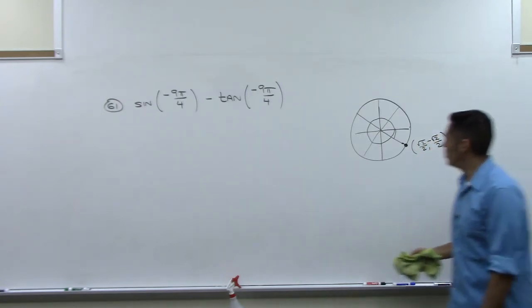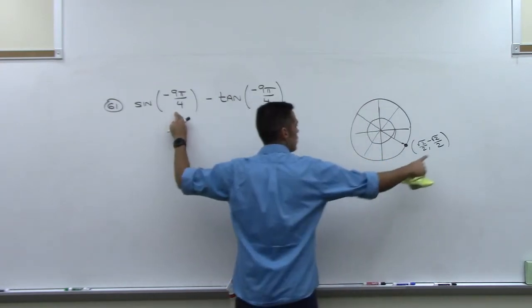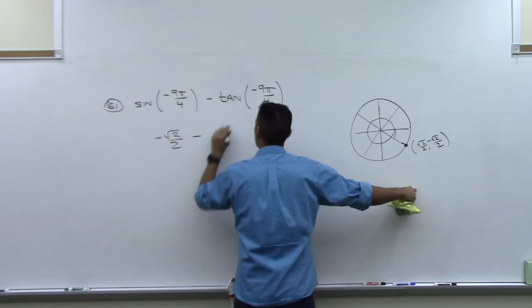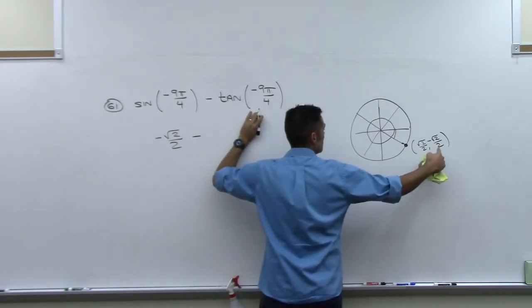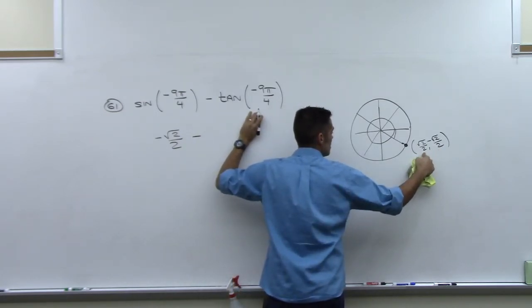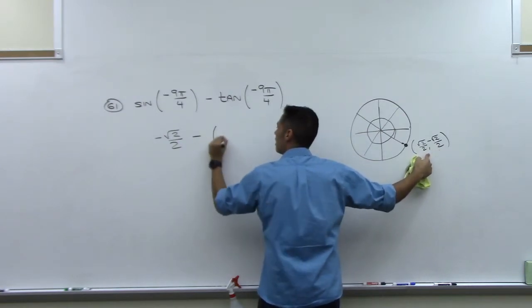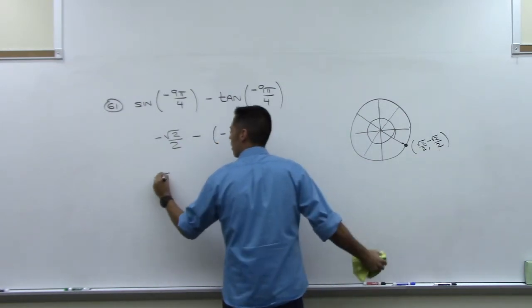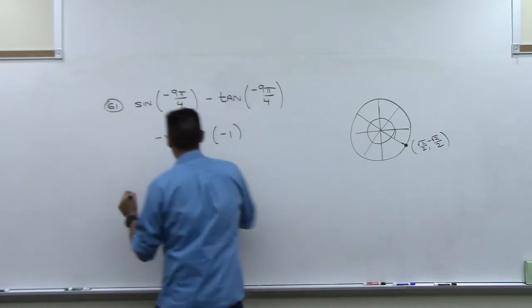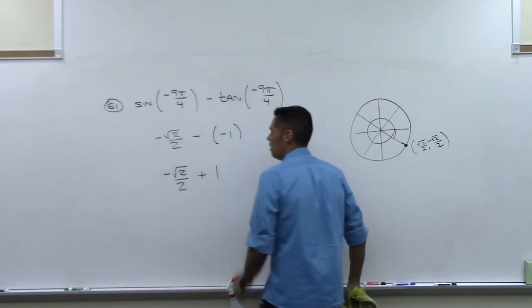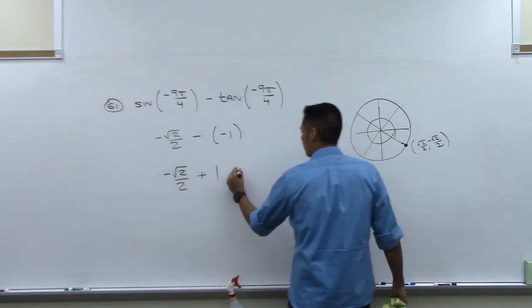All right, so sine of that angle is the y-coordinate. So this is negative root 2 over 2. Minus tangent of this is this divided by this. So if we divide those, they're the same, but they're opposite in sign, so I get negative 1. So that's minus negative 1. So we have negative root 2 over 2 plus 1, which you can just leave like that.